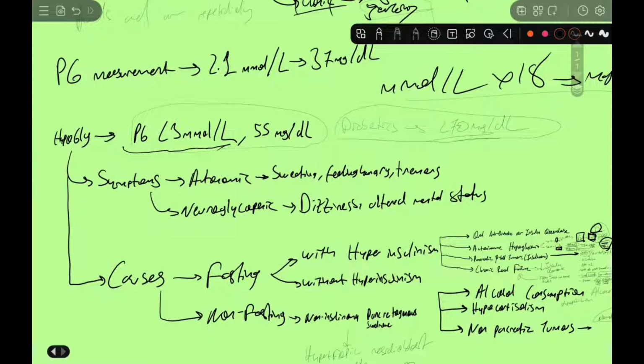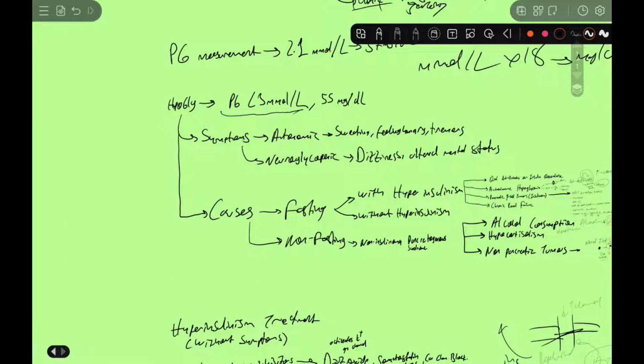In hypoglycemia, we divide symptoms into two: autonomic and neuroglycopenic. In autonomic, patients might have sweating, feeling hungry, and tremors. It's because of the adrenergic response. Neuroglycopenic symptoms are because of low glucose intake of neurons. Patients might have dizziness and altered mental status.